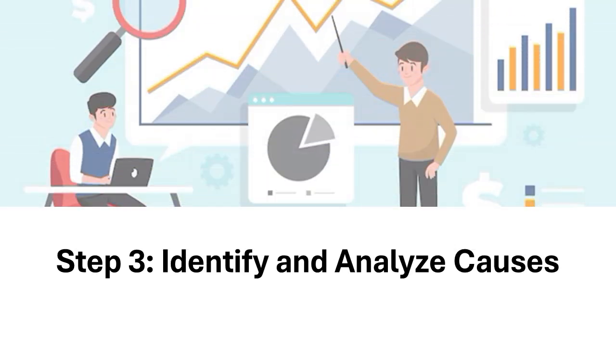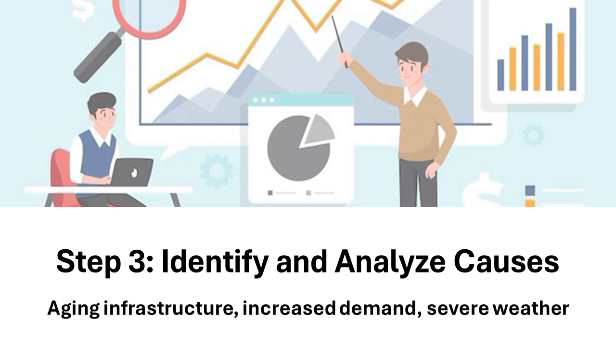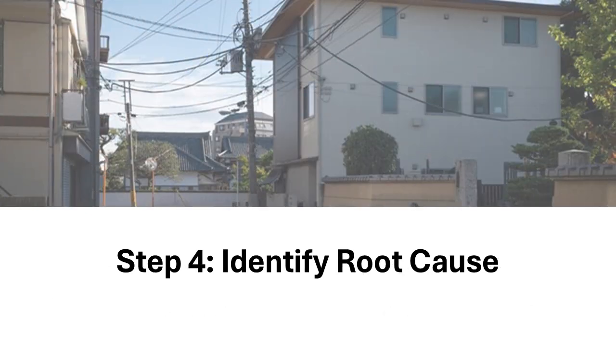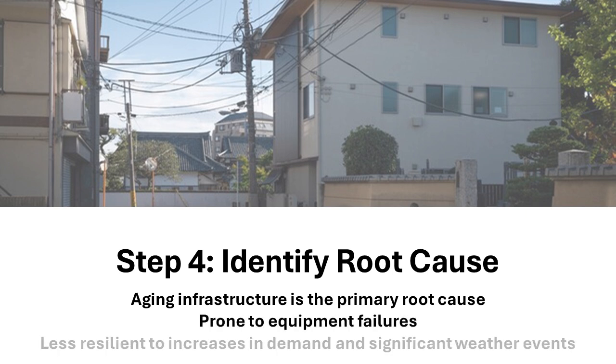Step 3. Identify and analyze possible causes. The data reveals that the power outages are primarily due to aging infrastructure, increased demand on the power grid, and severe weather conditions. Step 4. Identify the root cause. Further analysis shows that aging infrastructure is the primary root cause, as it's become prone to equipment failures and is less resilient to increases in demand and significant weather events.